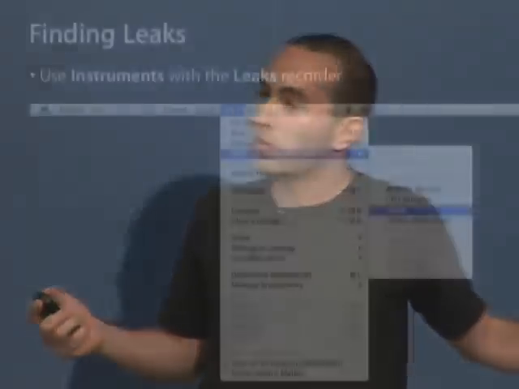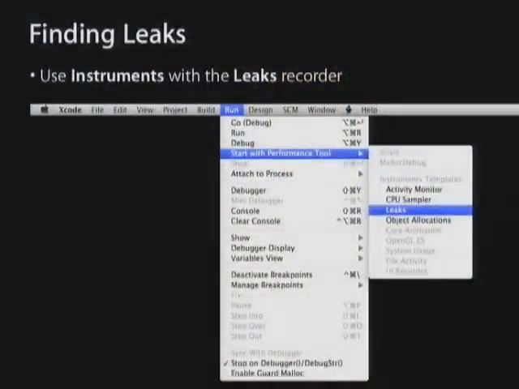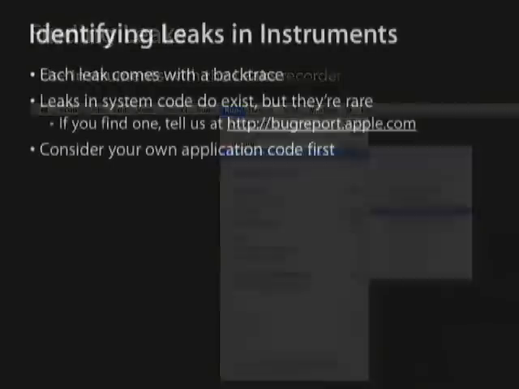So how to actually detect leaks? Let's take a look at that. In Xcode, in the Run menu, there's Start with Performance Tool. And you'll notice there's several different tools here: Activity Monitor, CPU Sampler, Leaks. There's a few others that are only available on the device. This is what you see with the simulator. Leaks is the one that we care about here.